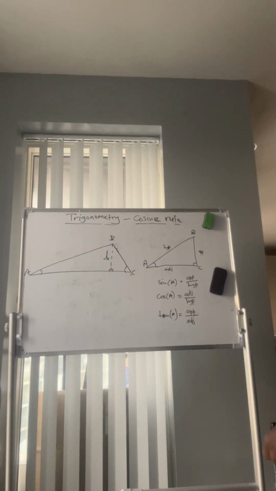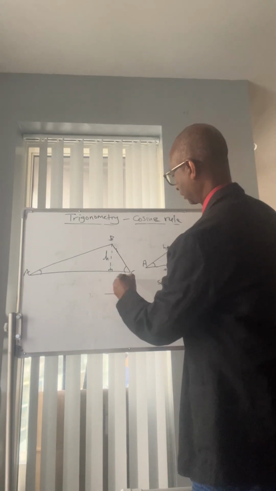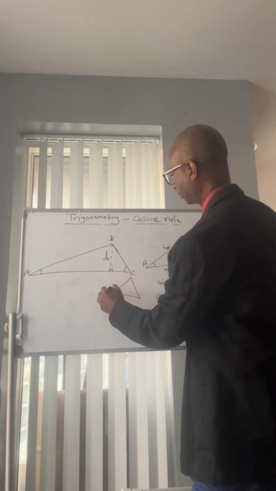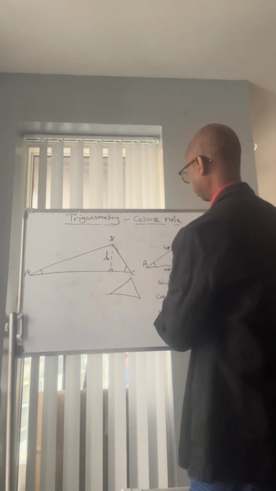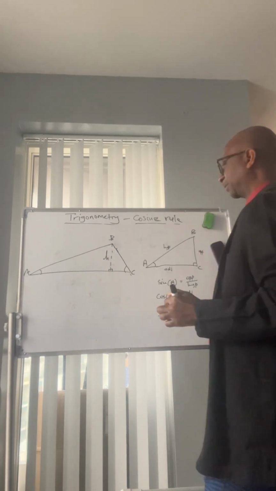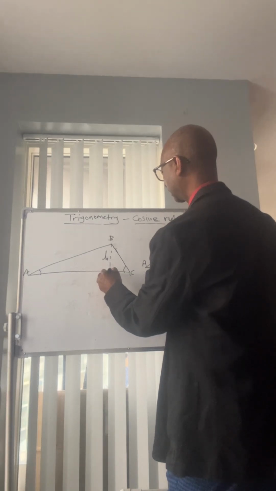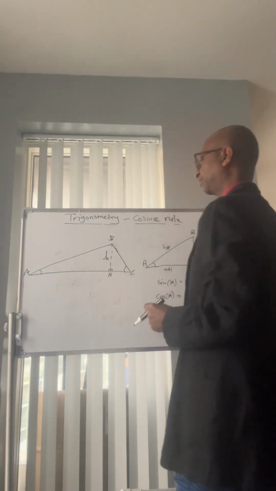I hope you understand what you have done here. This is one triangle. These are two triangles now in one. So if you are looking now, I want to put N here.